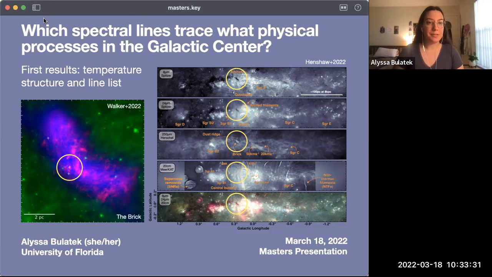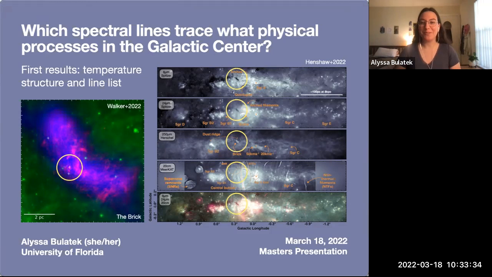Today I'm going to be presenting my second year project that I've been slowly working on for the past year and a half or so. Let's start with this title slide. On this slide, you can see the question that my second year project seeks to answer, which is, which spectral lines trace what physical processes in the galactic center? In particular today, I'm going to be talking about the first results that have come out of this project. I won't be directly giving you a definitive answer for the question that I posed, but hopefully we'll get a little bit closer to answering it today.